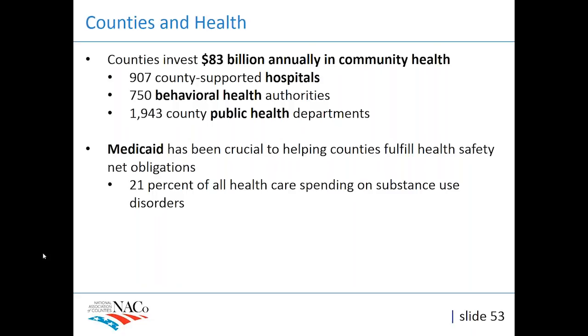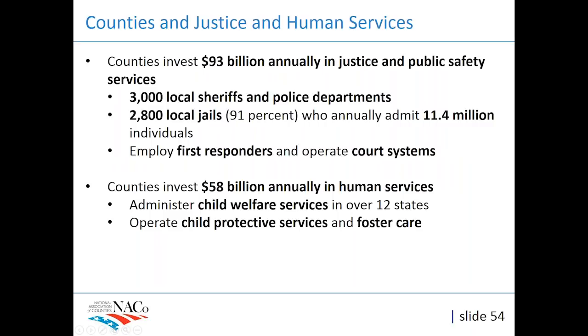What people often don't know as much about or forget about, especially in relation to the opioid epidemic, for those of us that come from a health background, is the role of both justice and public safety and human services, and the impact this is having on those sectors. I said counties invest over $80 billion in health. The figure for justice and public safety is pretty similar, over $90 billion. Most people think of sheriffs, but also some police departments in our counties.